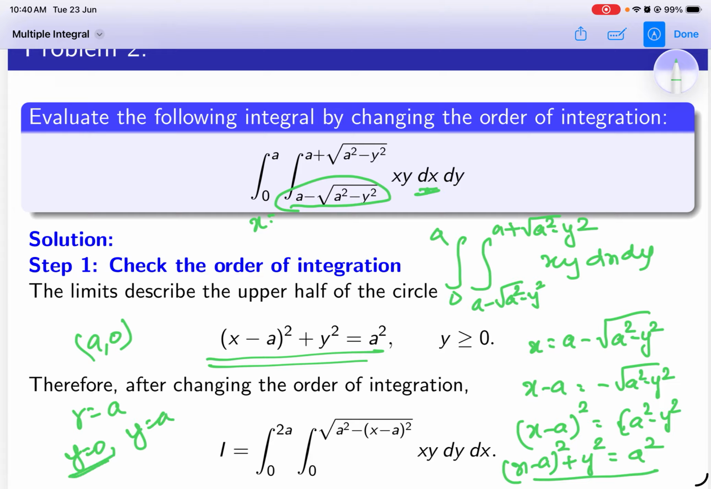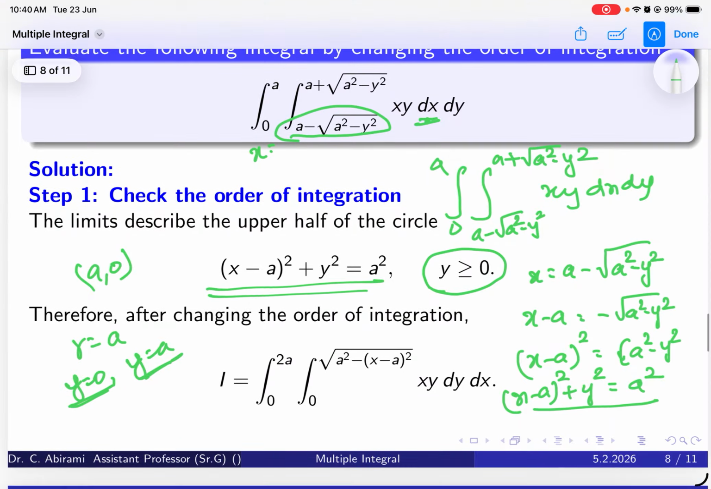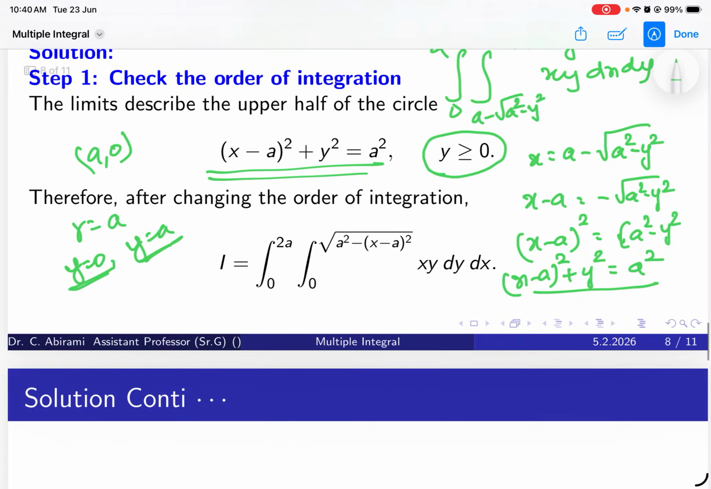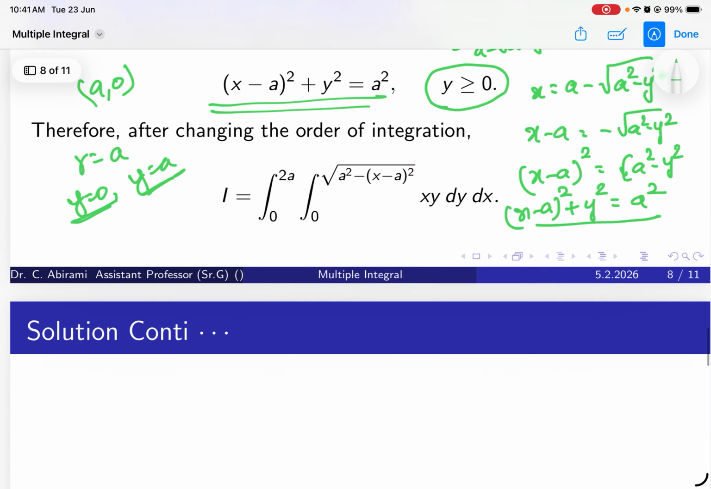y is equal to 0 represents what? Along the x-axis. y is equal to a is above the x-axis. That's why I can write y is greater than or equal to 0. Okay, this is the second step. Next, what are we going to do? Using the limits, we are going to sketch the diagram.